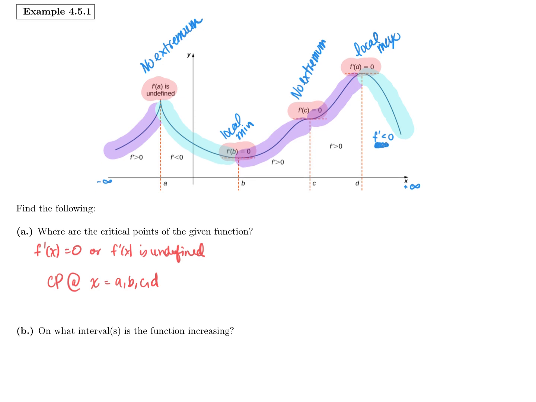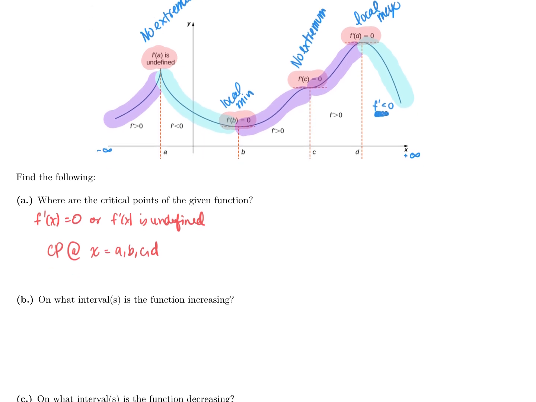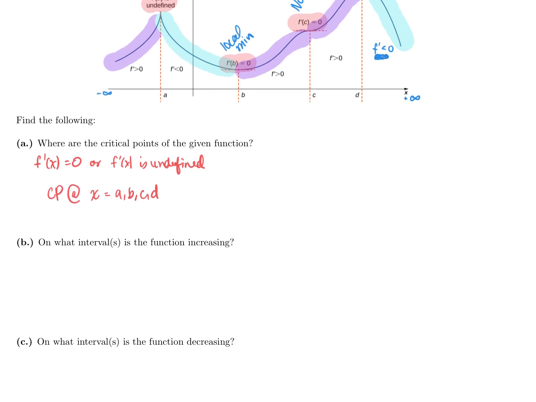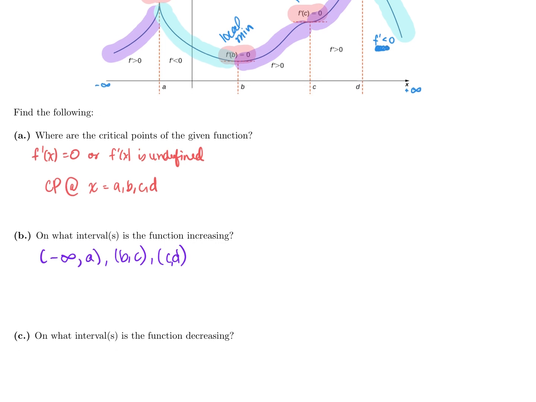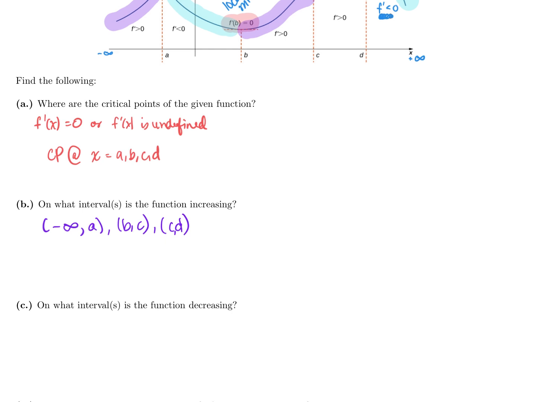So let's write out the intervals in which our function is increasing and decreasing. We'll color code it. Our increasing, which we highlighted in purple, is from negative infinity to A, again from B to C, and again from C to D. Our function is then decreasing everywhere else, which is from A to B, and again from D to infinity. So it's only decreasing on those two intervals.